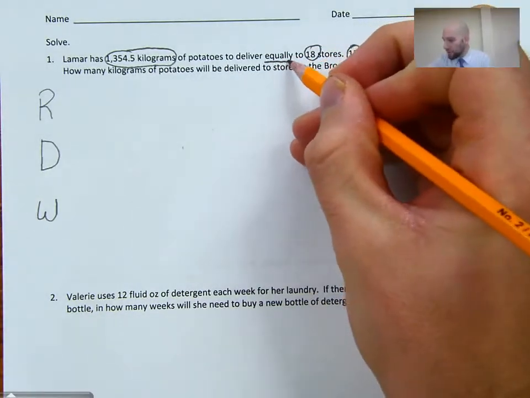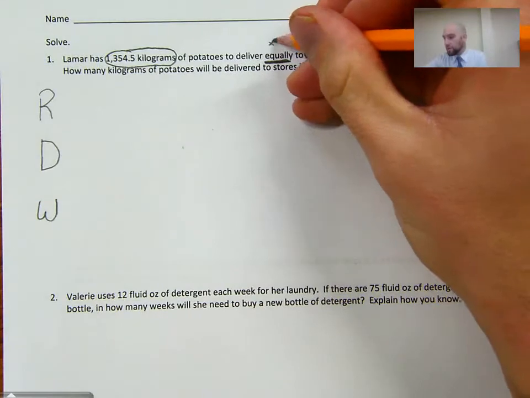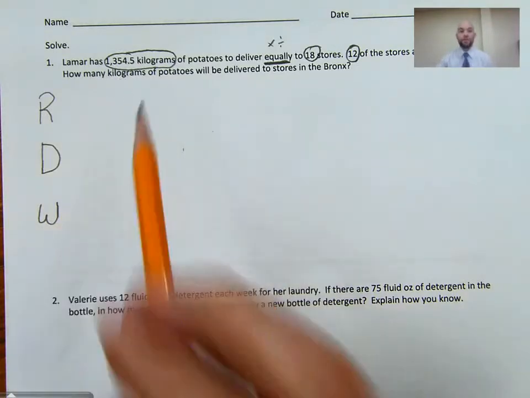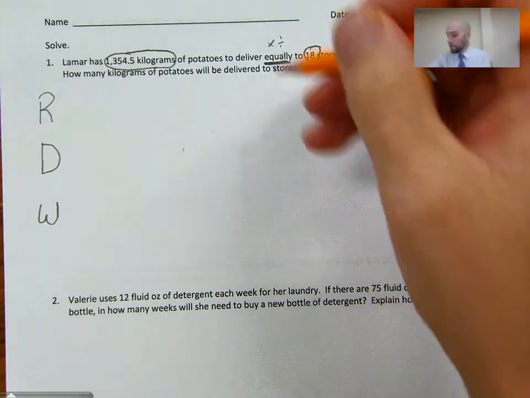When I see the word equally, to deliver equally or distribute equally, I know that that's going to be either multiplication or division. Now, we know this lesson's on division, so we're going to assume that it's division. But the way that you might know if you weren't sure, whenever we're splitting a total up into parts, that's going to be a division problem. When we're taking equal parts and we're putting them together and trying to find a total, that's going to be multiplication. So when we have 1,354.5 kilograms of potatoes delivered equally, separated equally, or divided equally, we know that's going to be division.